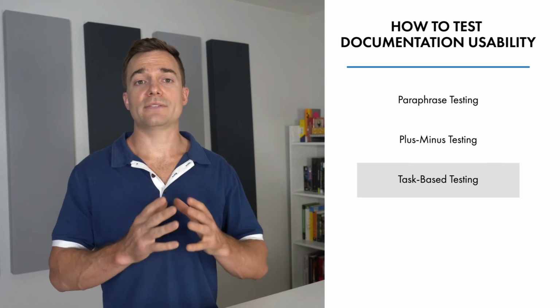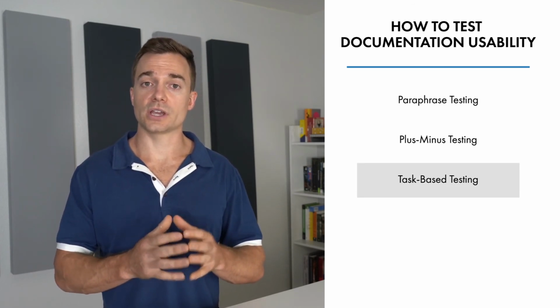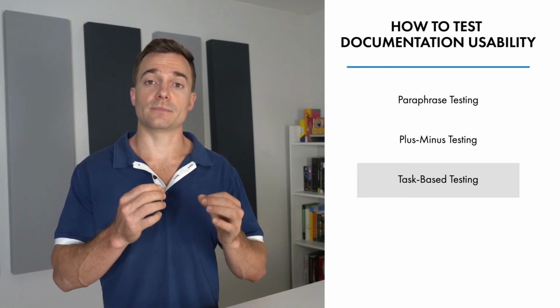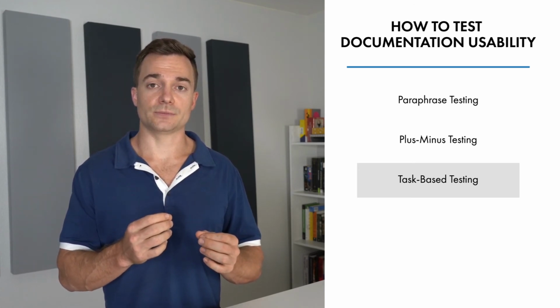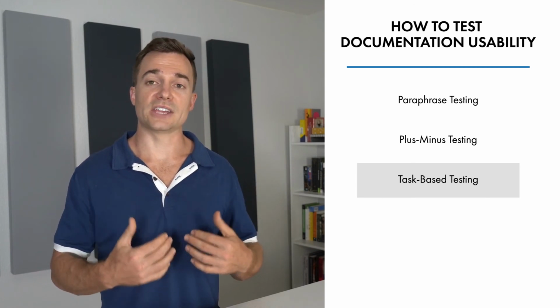And finally, we have task-based testing. This test determines how easily and quickly users can find and understand the information in your documentation. And if users take too long to find the information, well, you must improve navigation and search. And if they can find the information that they're looking for, but they can't understand it, well, you need to ultimately improve the content structure, readability, and content quality.